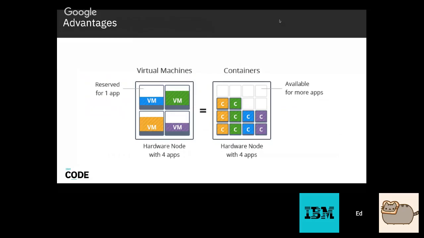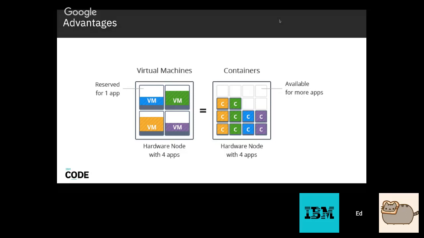So if I have this example on the left-hand side, I've got a virtual machine with a hardware node, and it's got 4 apps on it. I've provisioned those into that machine, but I've reserved a quarter of it for each of those apps, and actually none of them are using the fully allocated resources that I've given them.